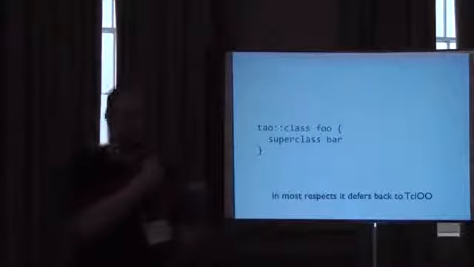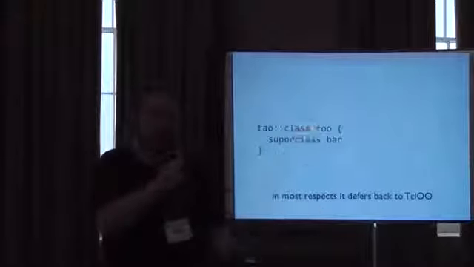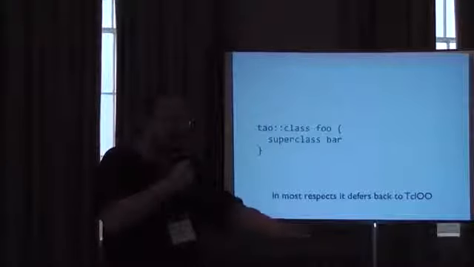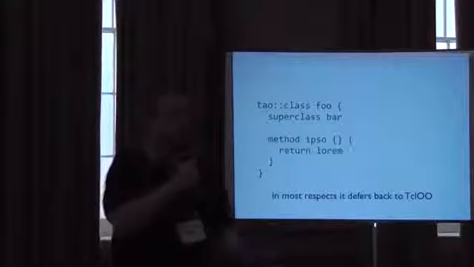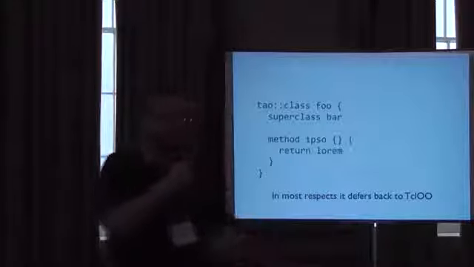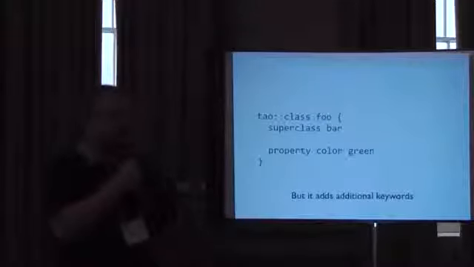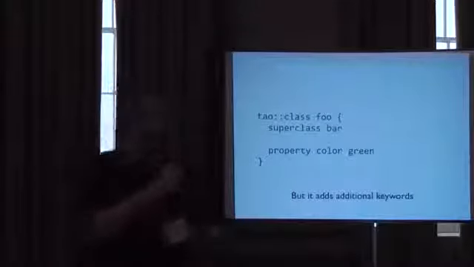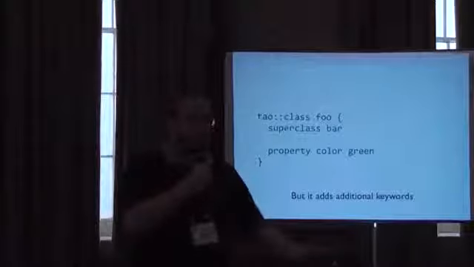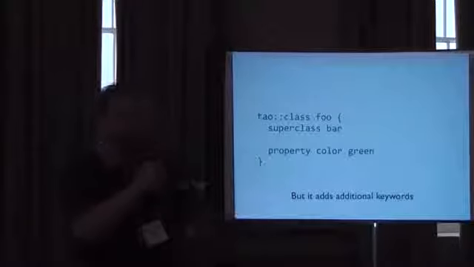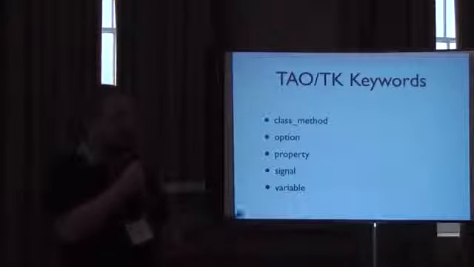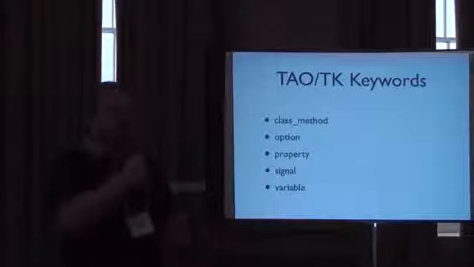But inside that code, if you're familiar with TICL, TAO TK looks just like it. It takes methods the same way, you specify superclasses the same way. But the value-added proposition here is that it gives you extra keywords, in particular property, and options, and signals, and variables, and class methods. And if I pace myself, we'll get to all of them.